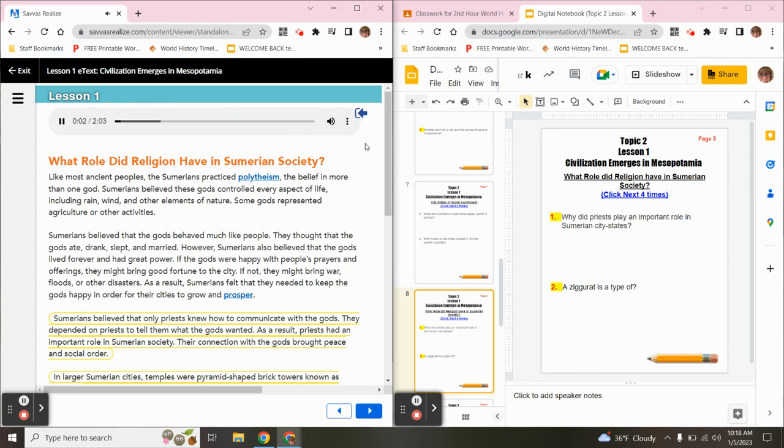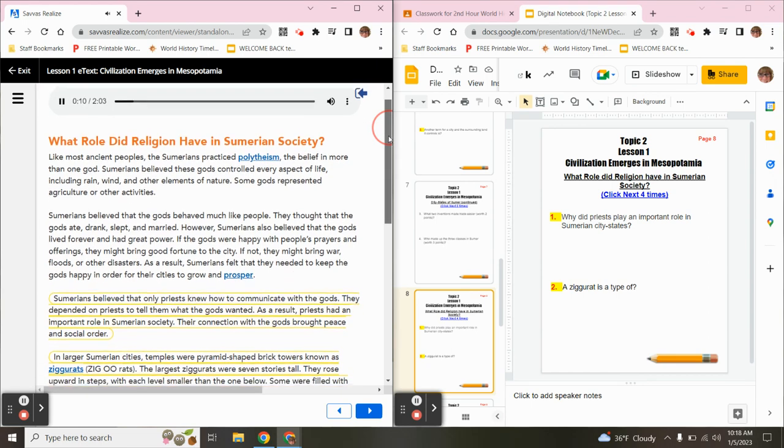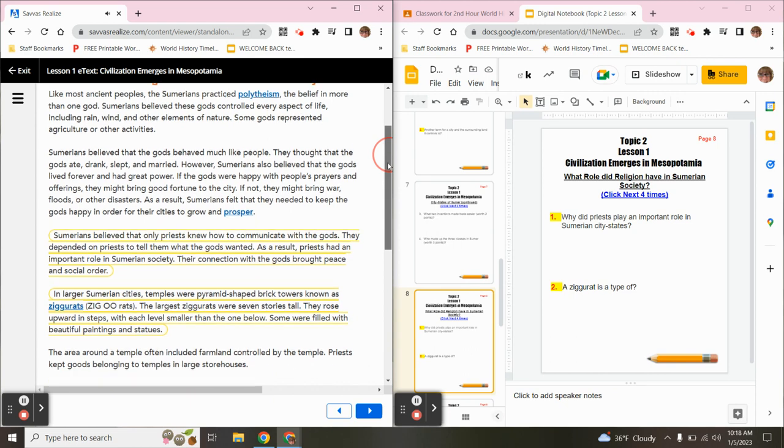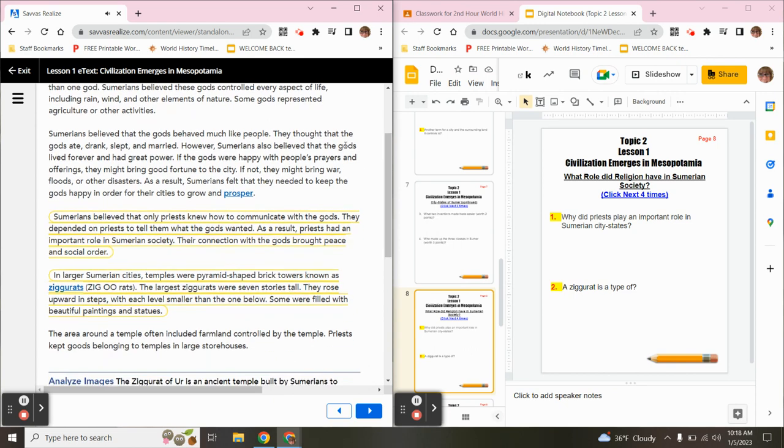What role did religion have in Sumerian society? Like most ancient peoples, the Sumerians practiced polytheism, the belief in more than one god. Sumerians believed these gods controlled every aspect of life, including rain, wind, and other elements of nature. Some gods represented agriculture or other activities. Sumerians believed that the gods behaved much like people. They thought that the gods ate, drank, slept, and married. However, Sumerians also believed that the gods lived forever and had great power.